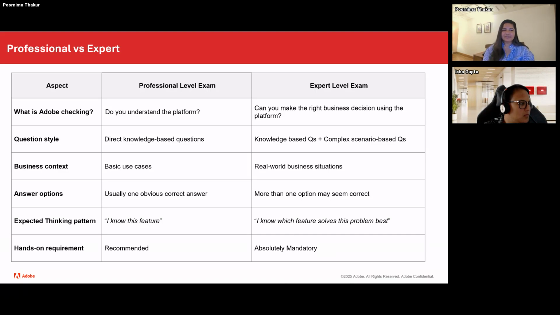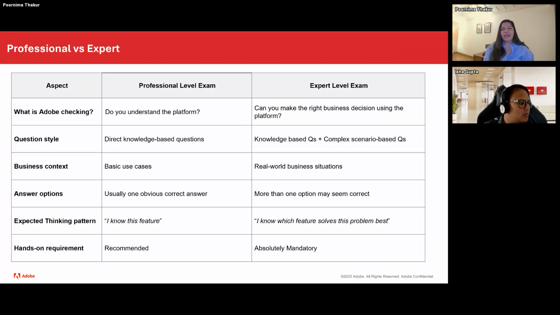Then question styles. You'll have direct knowledge-based questions in the professional exam. There won't be any complicated questions or any hidden things that may confuse you. They're pretty straightforward. Like I said, they're just testing your knowledge. But when we come to expert, it is direct knowledge-based questions, of course, plus complex scenario-based questions. They can ask you advanced segmentation questions. They can give you a scenario that this is what the stakeholder needs. Out of these 4 things, which one would you choose? That is the kind of questions that may come. Business context: basic use cases in professional, but real-world business situations in expert.